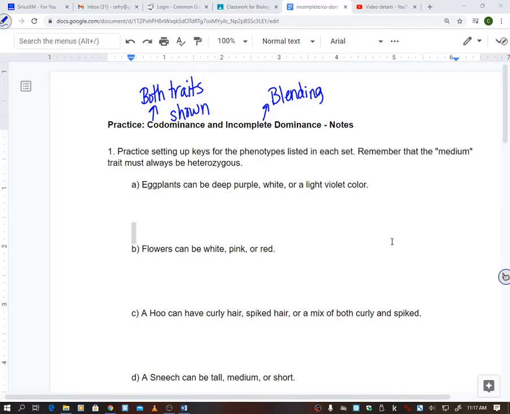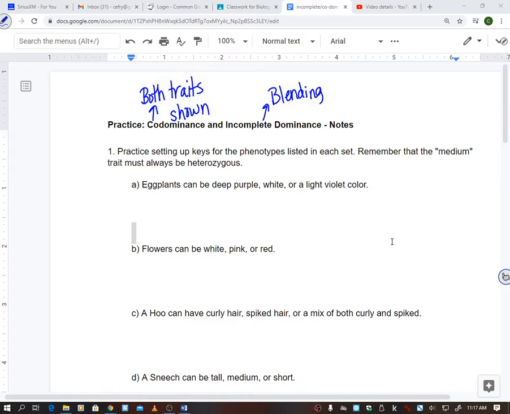All right, so we're going to practice setting up keys for the phenotypes listed in each set. Remember that the medium trait must always be heterozygous. So where both traits are shown, that's going to be your heterozygous, which means different, remember. Or if you see a trait that's a blending of two colors, that's going to be your heterozygous. So I'm going to do A with you guys, and then I'm going to give the class time to work on this, but I'll go through in this video and walk through all of these.